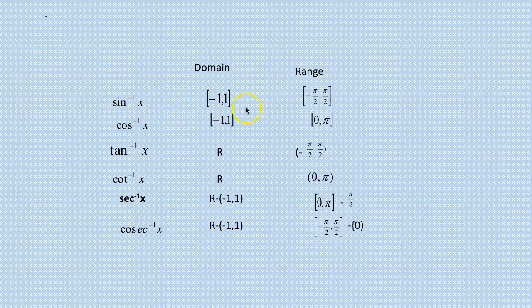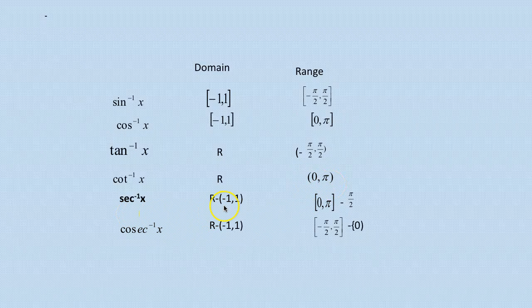So the domain of sine inverse is the closed interval minus 1 to 1. Range is the closed interval minus pi by 2 to pi by 2. Domain of cos inverse is the closed interval minus 1 to 1. Range is the closed interval 0 to pi. Domain of tan inverse is R. Range is the open interval minus pi by 2 to pi by 2. Domain of cot inverse is R. Range is the open interval 0 to pi.